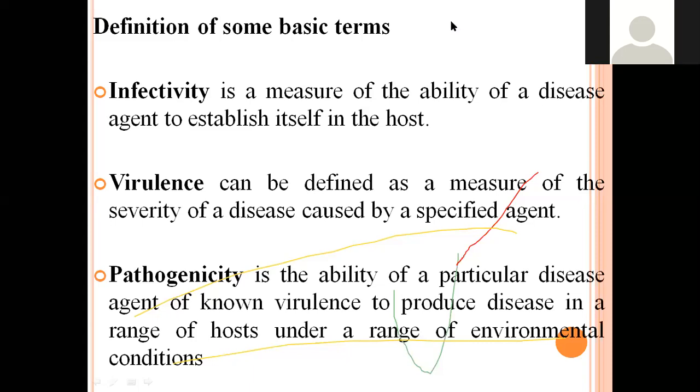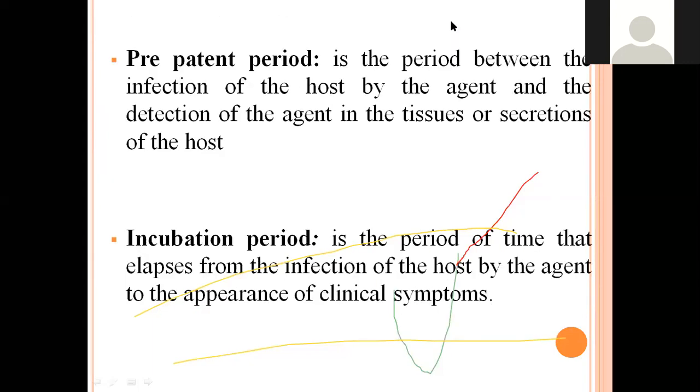Moving on, we'll look at other definitions, like pre-patent period and incubation period. Pre-patent period is the period between the infection of the host by the agent and the detection of the agent in the tissues or secretions of the host. Incubation period is the period of time that elapses from the infection of the host by the agent to the appearance of clinical symptoms. Also, we'll look at period of communicability. It's the period of time during which an infected host remains capable of transmitting the infective agent. We'll also look at tissue tropism, which is the affinity the virus has for specific body tissue.